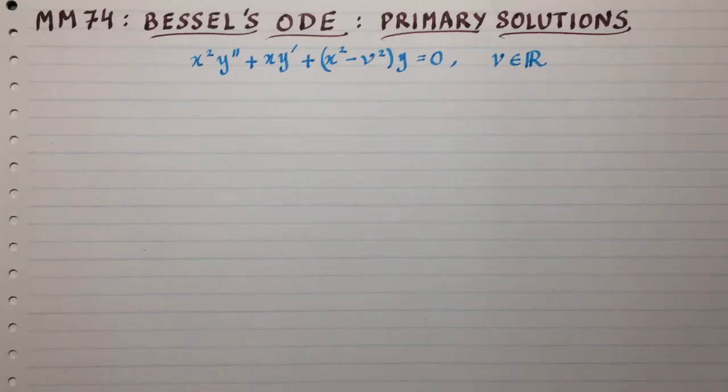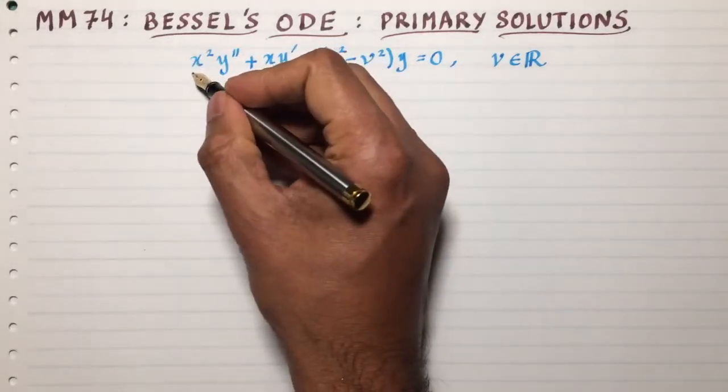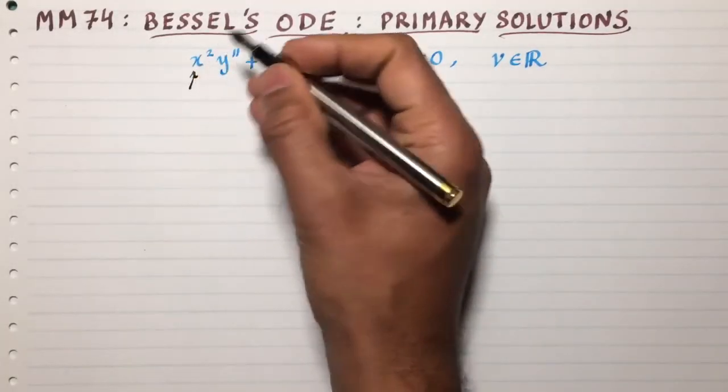Let's take a first look at one of the most important equations in all of mathematics, known as Bessel's ordinary differential equation. Bessel was an astronomer, and this equation came up in his studies. So, as written, you'll notice that the differential equation has a singular point at x equals 0.